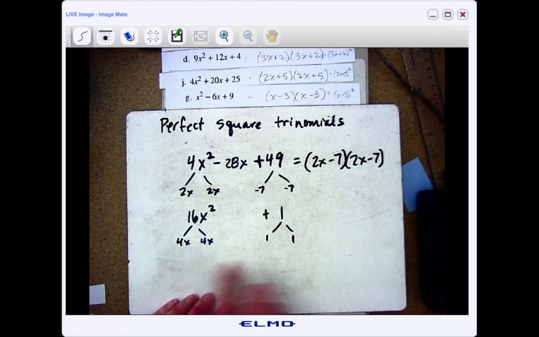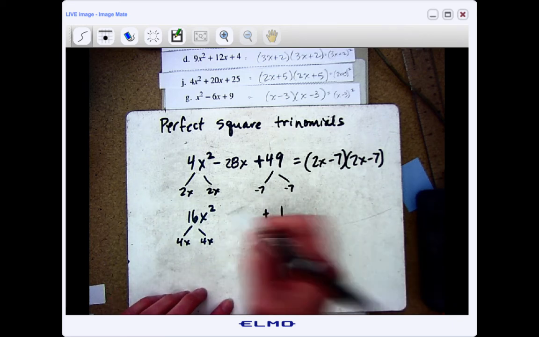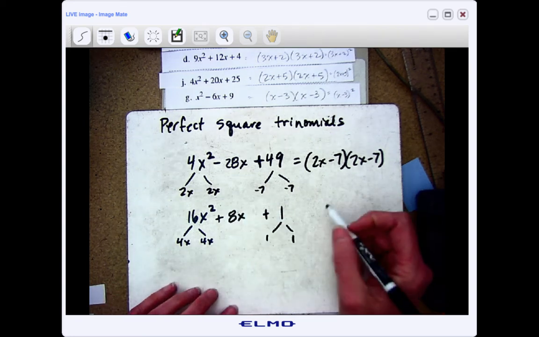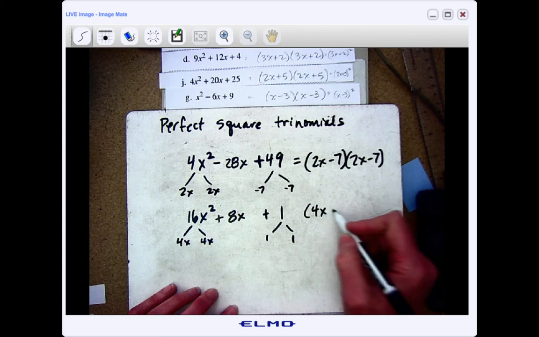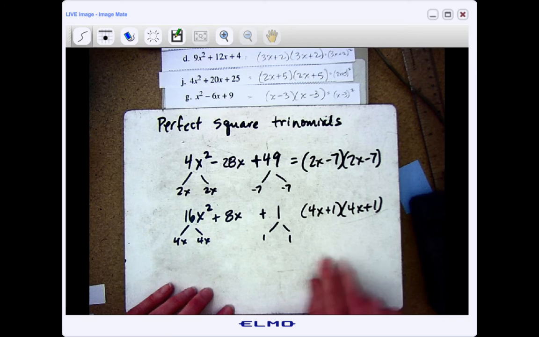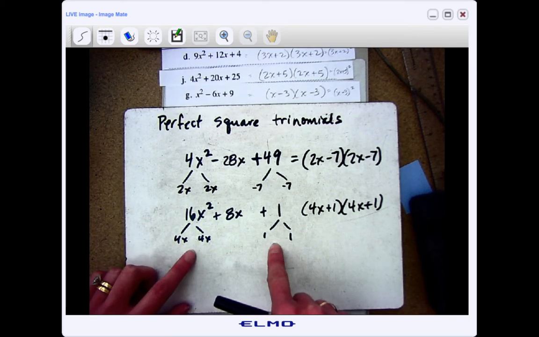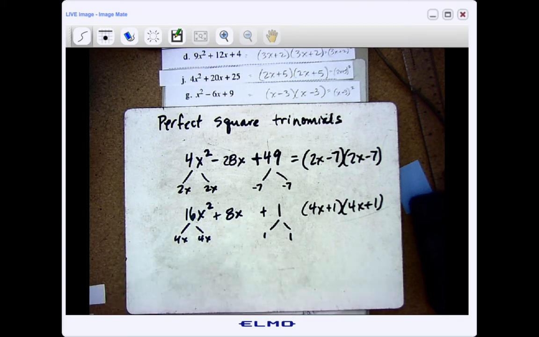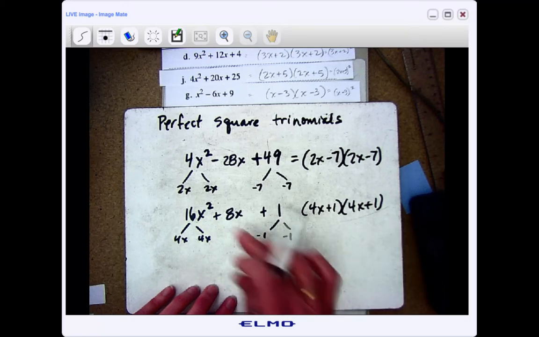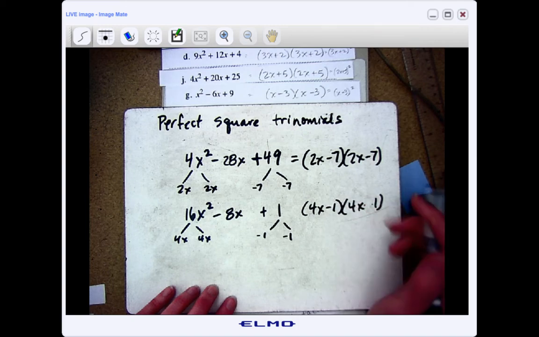So this would be a perfect square trinomial if the middle term were 8x, okay? And then it would factor into 4x plus 1 times 4x plus 1, okay? So I've got perfect squares, and the square roots of the perfect squares multiplied together and then doubled, making the middle term. Now if these were negative, it would still work, except this would be a negative 8x, and over here these would both be negatives.